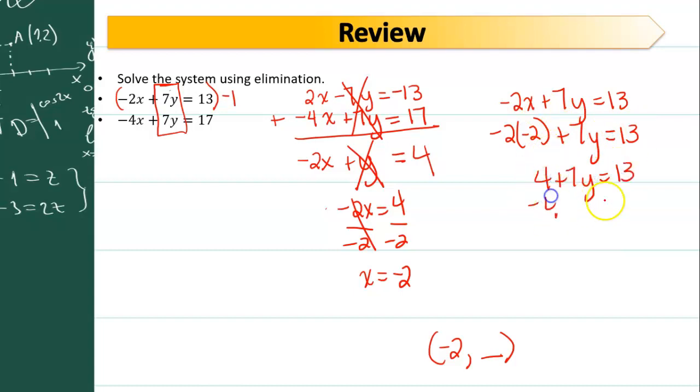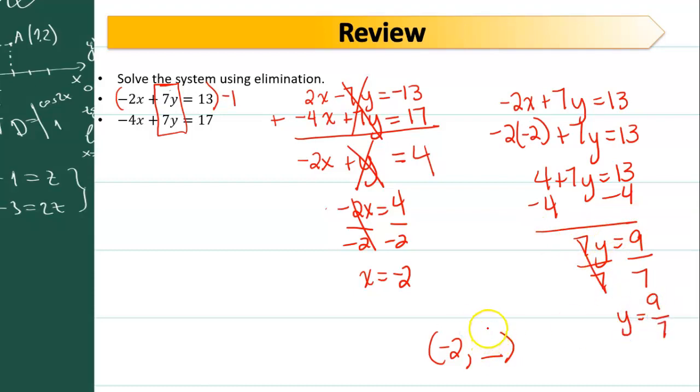Now I'm going to subtract 4 from each side. I get 7y equals 9. I'm going to divide both sides by 7, and it is perfectly okay to keep that as a fraction. It cannot be reduced. There's nothing that 9 and 7 can be divided by, and there's no reason to turn that into a mixed number. So we're going to leave our solution as -2, 9/7.